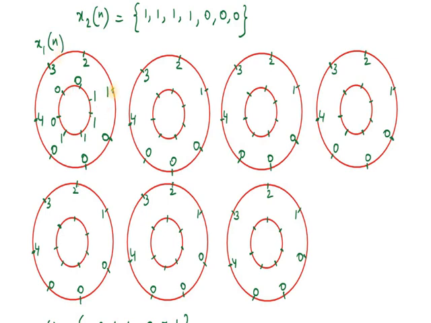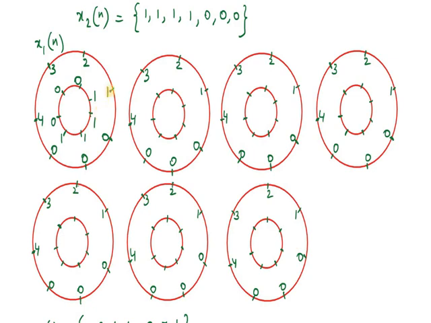So you have to start from here. x1 of n is to be written in the anti-clockwise direction. Start from here: 1, 2, 3, 4, 0, 0, 0. This is the same set of values on the outer circle, so write 1, 2, 3, 4, 0, 0, 0. Here also the same. For all the circles, on this outer circle we need to write the values of x1 of n.